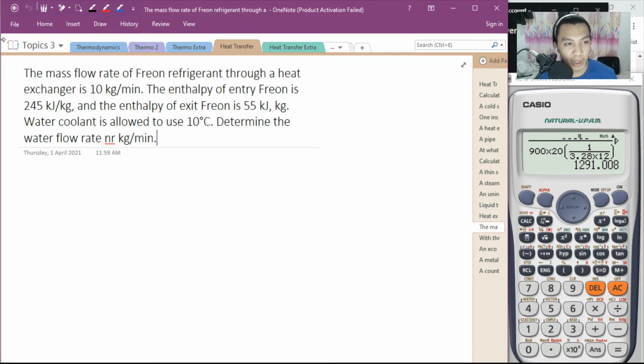The mass flow rate of a Freon refrigerant through a heat exchanger is 10 kilograms per minute. The enthalpy of entry Freon is 245 kilojoule per kilogram. And the enthalpy of exit is 55 kilojoules per kilogram. Water coolant is allowed to use 10 degrees Celsius. Determine the water flow rate.